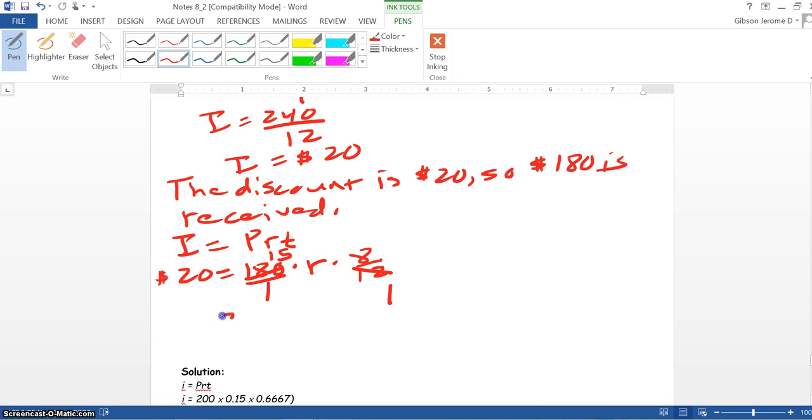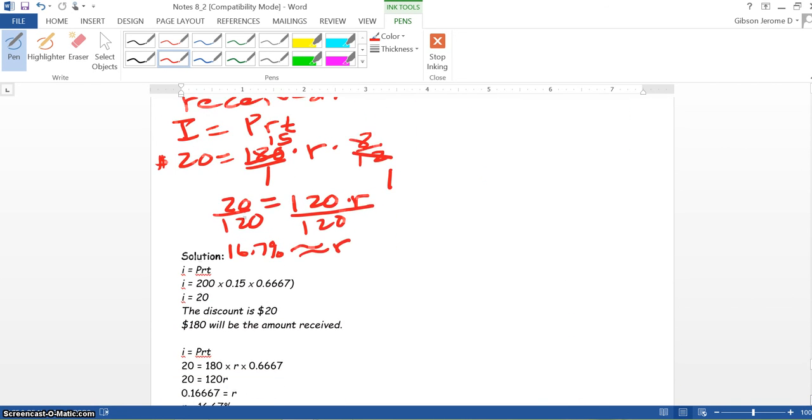So 15 times 8, we have 20 is equal to 15 times 8, which is 120 times R, because we know our denominators would be 1 here. So now we would divide each side by 120. We will have our approximate rate of 16.7% would be our approximate interest rate. And it's shown down here as well.